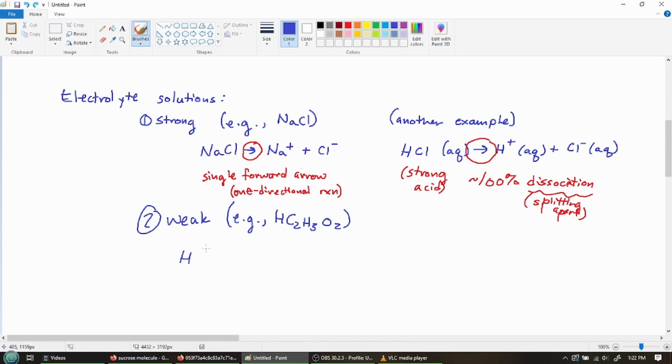So, let's get rid of that. What we would say is that for a weak acid like acetic acid, or a weak electrolyte like acetic acid, before I do that, let's put our phase here. When we put this species in water, when we make this an aqueous solution, it will split apart, just not 100%.